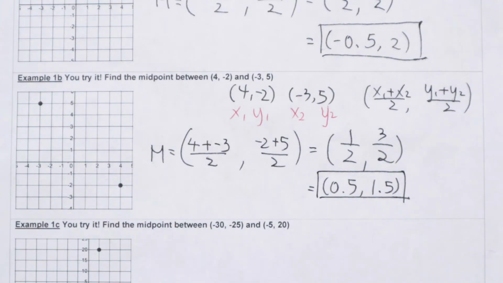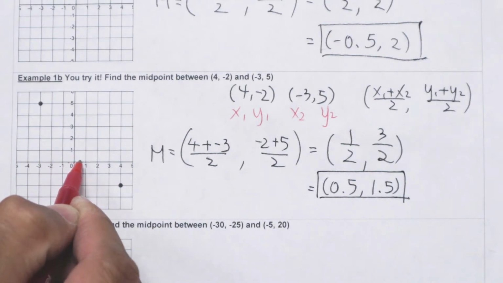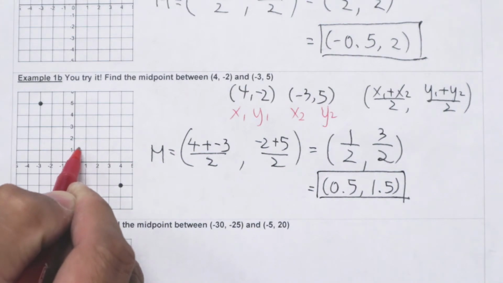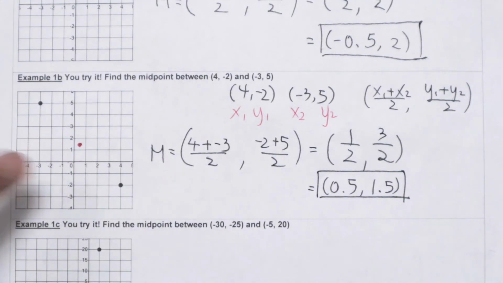So again, we could use the graph to verify whether our answer is correct. So 0.5 would be here, moving half a unit to the right. And then 1.5 would just go up 1.5 units, so right here. So this is the ordered pair (0.5, 1.5). It looks like it's right in the middle, so I know that my answer is correct.